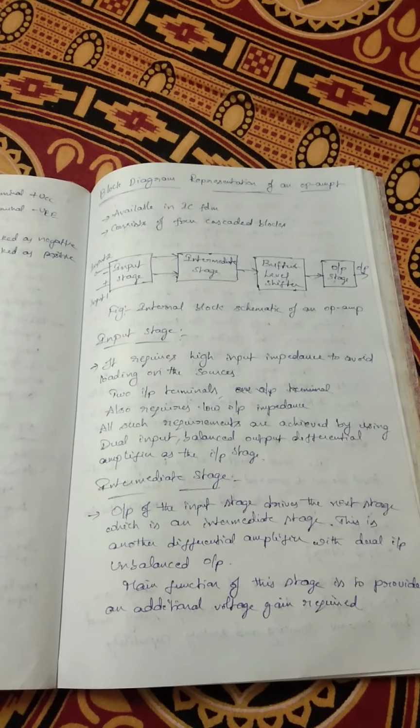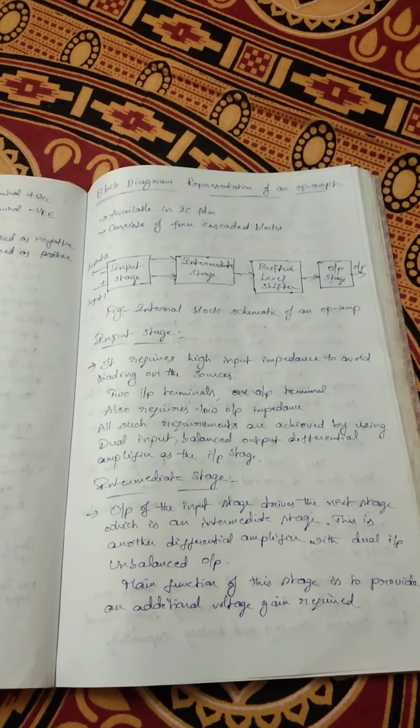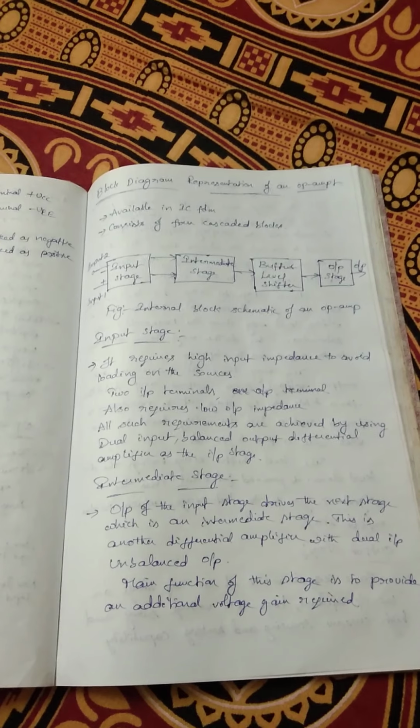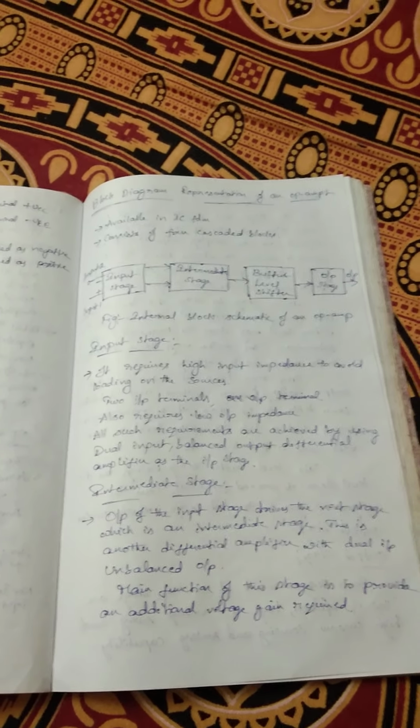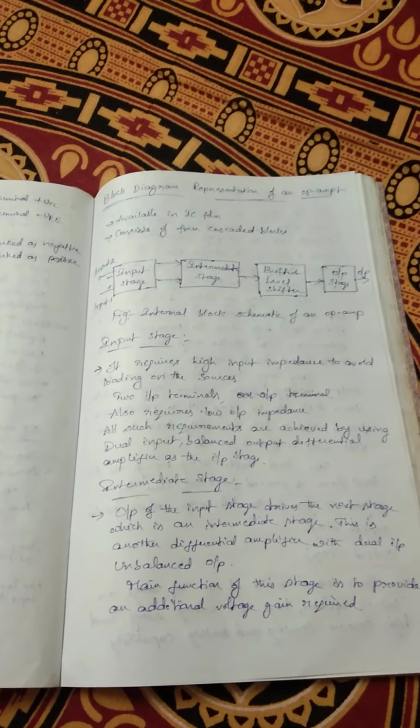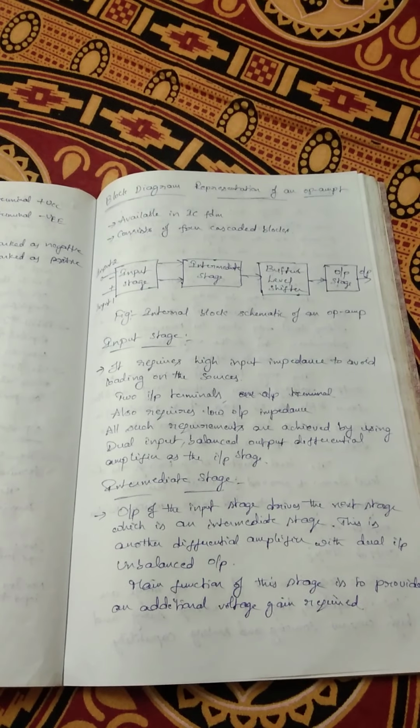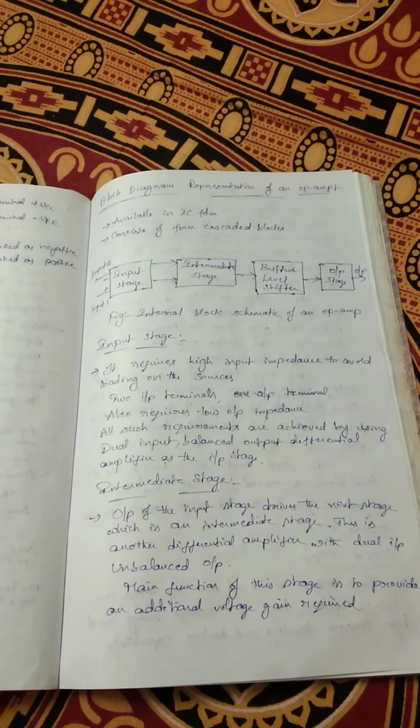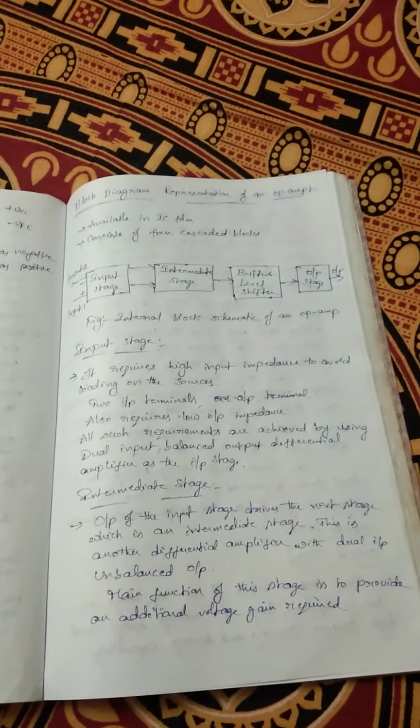This stage increases the output voltage swing and keeps the voltage swing symmetrical with respect to ground. The stage raises the current supplying capability of the op-amp. So this is about the block diagram of an op-amp.